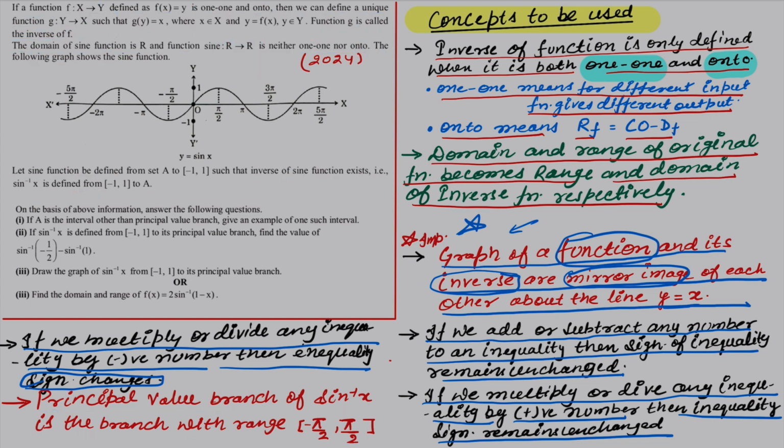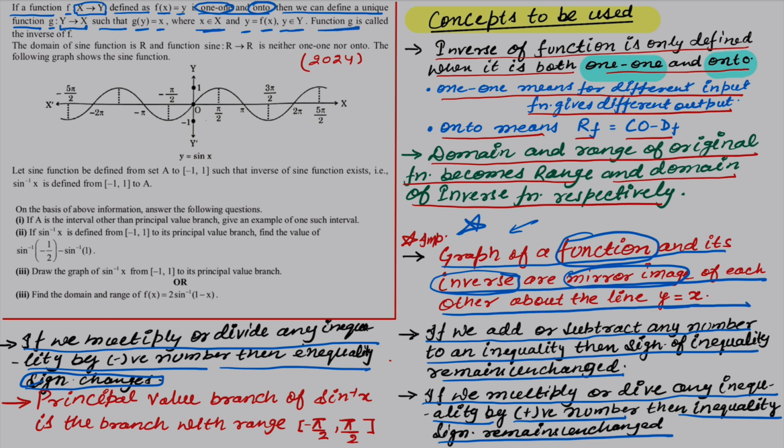Now let's proceed to the case study question. Case study says: if a function f is defined from X to Y, defined as f(x) equals y, is 1-1 and onto, then we can define a unique function g defined from Y to X, such that g(y) equals x, where x belongs to capital set X and y equals f(x), y belongs to capital set Y.